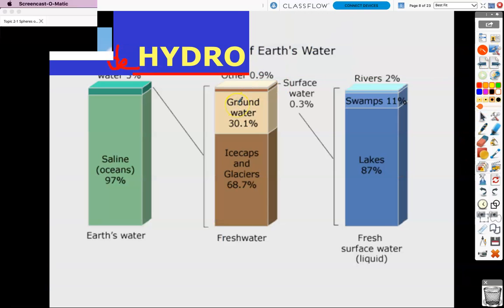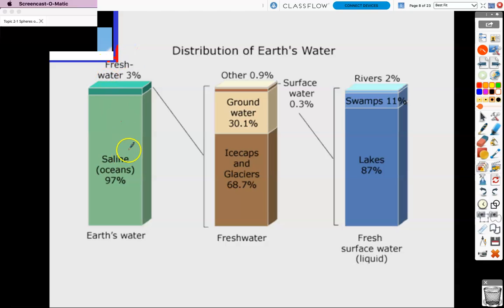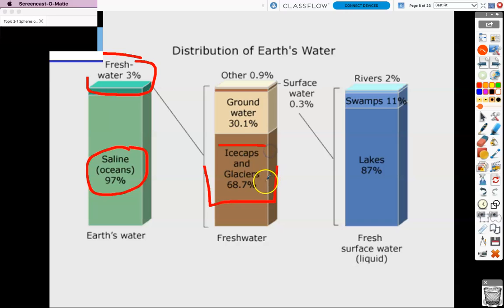This is just a breakdown of the distribution of water. So 97% of the water on Earth is salt, saline. 3% is fresh. Then you take that 3% fresh water and you put it into this middle column. Of the 3% that's fresh, almost 70%, 68.7, is frozen. Ice caps, glaciers, which is not going to be usable to us unless we melt it down.